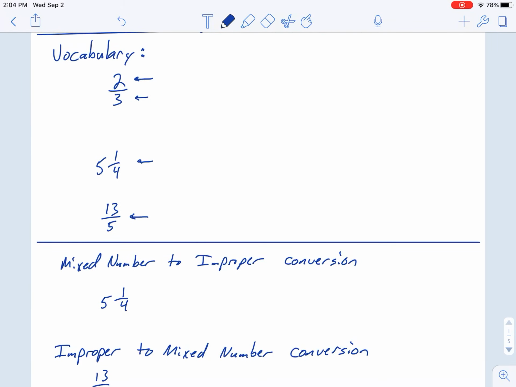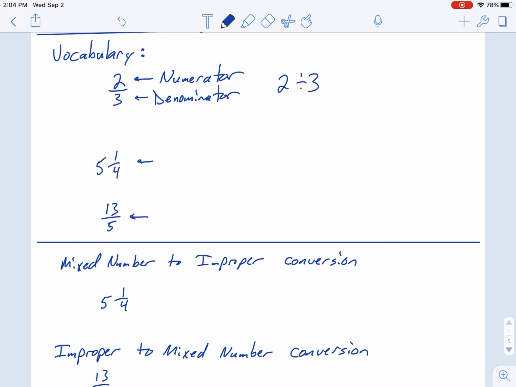So I've got a fraction here, 2/3. You may recall that the top number is called the numerator, and the bottom number is the denominator. Of course, the fraction bar is just called the fraction bar, but it is equivalent to a division symbol. So 2/3 can be thought of as 2 divided by 3.